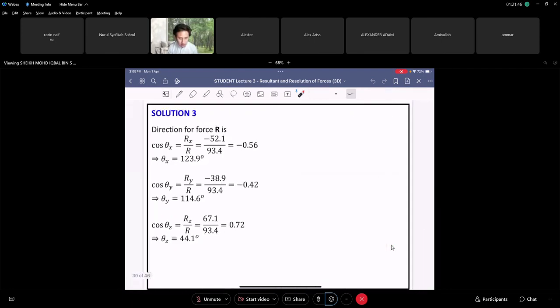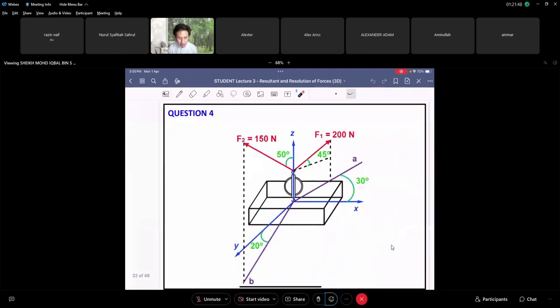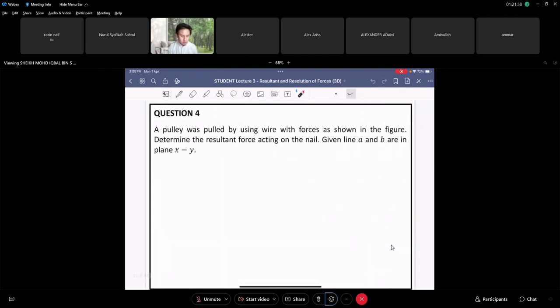So now we go to the last question, which is this one. A pulley was pulled by using wire with forces as shown in the figure. Determine the resultant force acting on the nail, given line AB are in plane X, Y. Right?